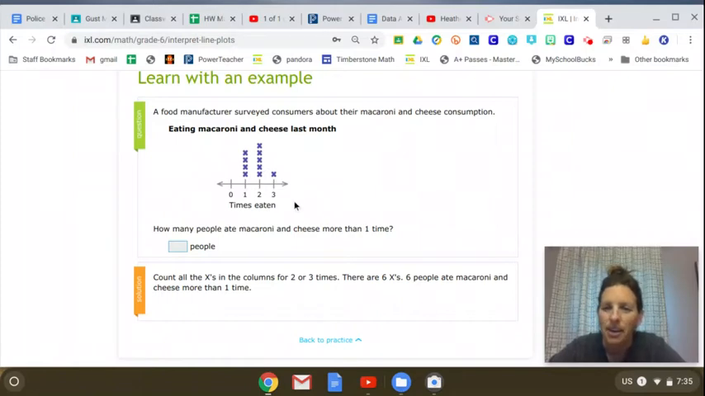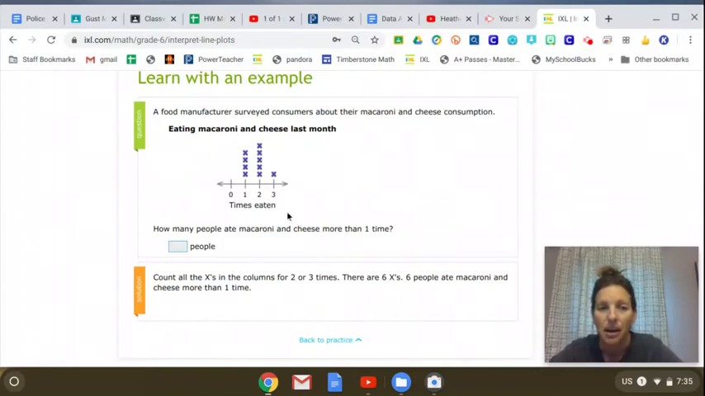And I'm thinking that some of you might not be sure if you should count the one or not because it says more than one time, which is kind of tricky. So if I look down at the solution here, it says count all of the X's in the columns for 2 or 3 times. So that answers our question right there. We are not going to count the ones. It says more than one. So we're just counting how many X's are in the 2 or the 3 column.